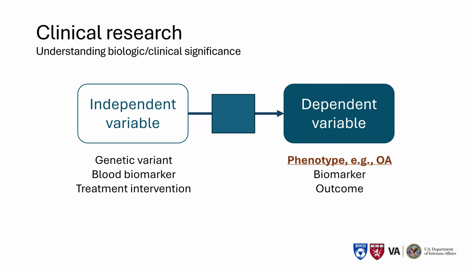So I'm a clinical researcher, and this is a highly reductionist view of clinical research. So what we try to do is understand the biologic or clinical significance of factors that relate to outcomes, particularly health outcomes that we care about. A very simplistic view here is looking at the association between, for example, an independent variable, such as a treatment intervention, and a dependent variable, such as an outcome, such as osteoarthritis or total knee replacement. And I'd like to just set this framework there because we will be using this framework over and over as we go through the talk.